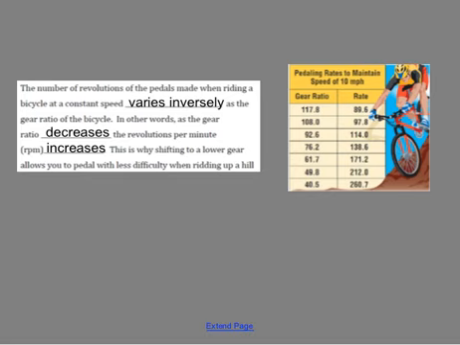So basically there's a correlation here, and somehow they vary inversely. As the gear ratio of the bicycle decreases, you just got to kind of play with these numbers a little bit. Some of them are going to make sense.